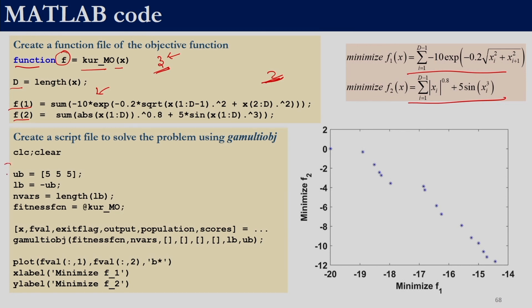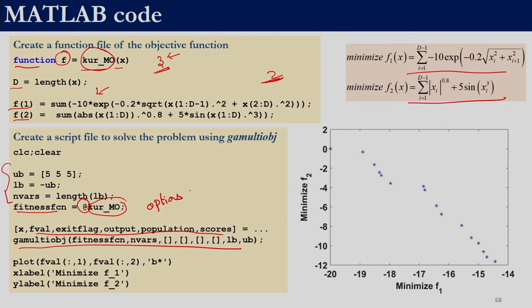So, here we define the lower and upper bound, and the number of decision variables. We define a variable fitness FCN, which is nothing but a function handle, right. So, we refer to this file kur_mo, and since it refers to a function file, we have this @ operator in front of it, right. And then over here we solve with the default options. So, over here also you can change the options, right.